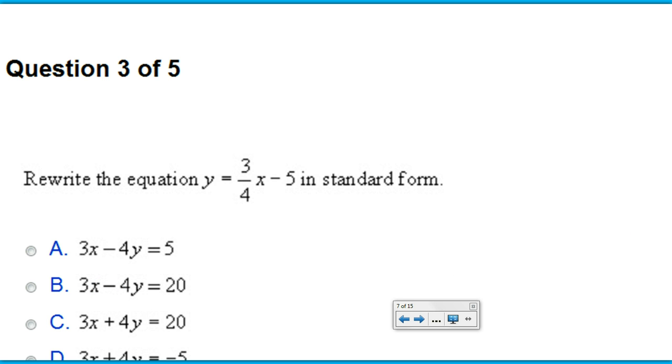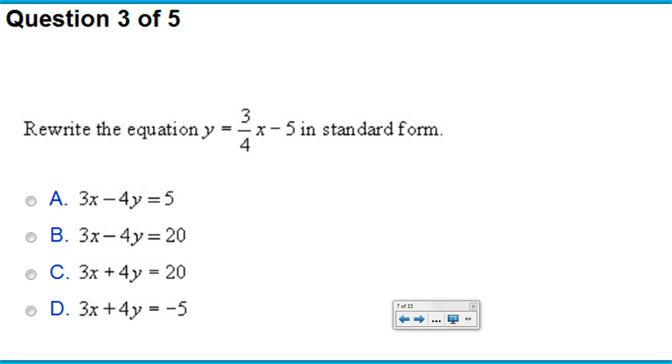Once again, try number 3 in standard form. Once again, you would have to subtract 3/4 x from both sides, and that then would be negative 3/4 x, which is not an integer, so you would multiply by the denominator 4. Multiply the whole equation. So you would then end up with what? Negative 3x? Well, I don't see that possibility here, right? So we could transform the equation a different way.